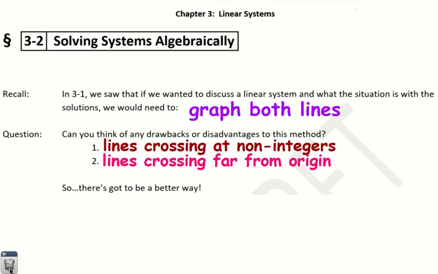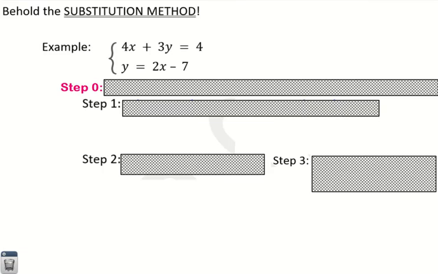So again, on a normal piece of graph paper, that doesn't sound ideal for figuring out what the answer is just by graphing those lines. So those are, I think, the two major reasons. Once again, I'm not knocking the graphing method. The graphing method will work just fine in most situations, but ultimately it's not the most reliable. And so there's got to be a better way, which of course there is.